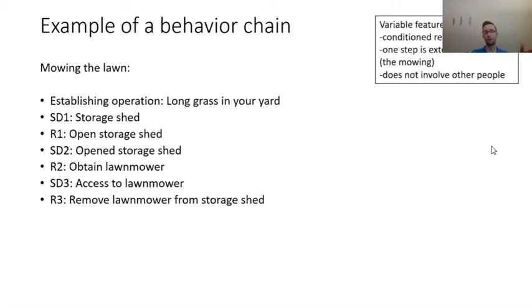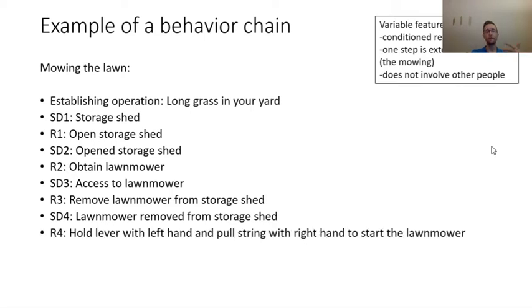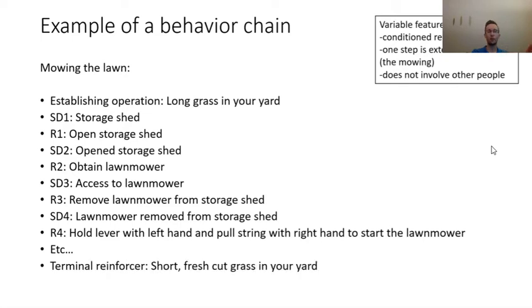Right? That's the third response, which produces another conditioned reinforcer. If the lawnmower is now removed from the shed, that means it's right there at the grass ready to mow. But that's a conditioned reinforcer that reinforces the behavior of removing the lawnmower from the storage shed. Then it evokes holding the lever with the left hand and pulling the string with the right hand to start the lawnmower. So there's the fourth response in the chain, the way we task analyze it, and so forth. And we can go on until ultimately it produces the terminal reinforcer, which is short, fresh cut grass in my yard.